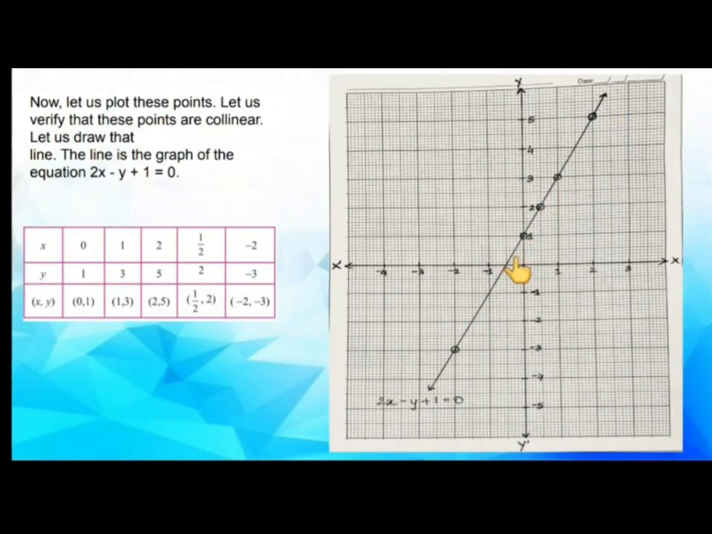Now, can you all tell me, are these points collinear? Yes, these points are collinear since they lie on the same straight line. So this line is the graph of the equation 2x minus y plus 1 equals 0. So we write it here, right? So that's how we draw the graph of a given equation.